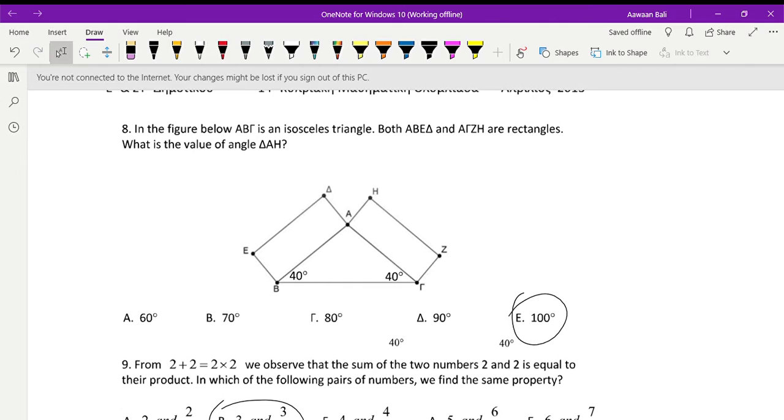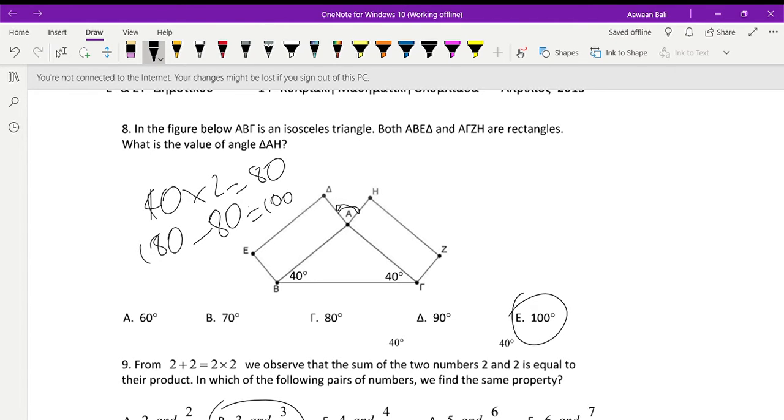Question number 8. In the figure below, alpha, beta, gamma is an isosceles triangle. Both alpha, beta, eta, delta, and alpha, gamma, zeta, eta are rectangles. What is the value of the angle? This angle basically. So 40 times 2 is 80, and then 180 degrees minus 80 degrees is 100. We know that that's an isosceles triangle and these two angles are equal. This is definitely not equal, and it's the remaining part. So we have 100.